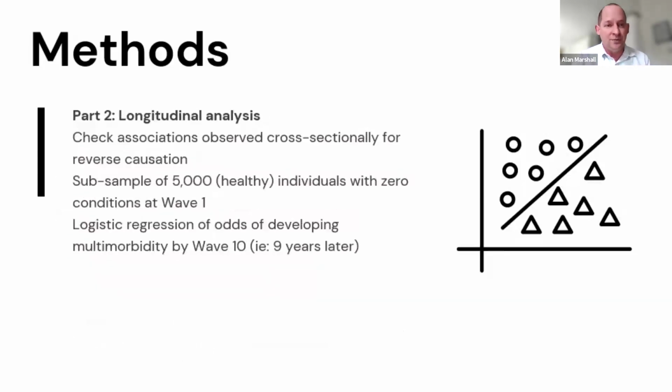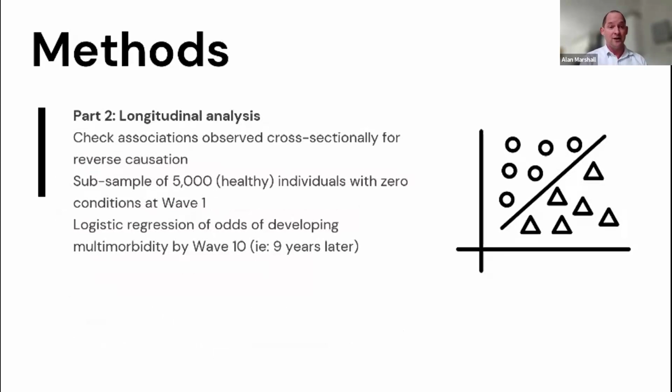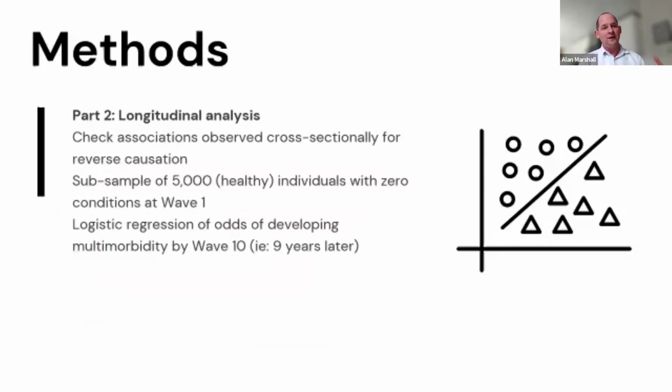We also did some longitudinal analysis, and that's because we were mindful that we wanted to check that our associations that were observed cross-sectionally were robust to reverse causation. So we wanted to check that by selecting a subsample of 5,000 people who were healthy at the start of the study, so in wave 1 of the survey, and we looked at the logistic regression of odds of developing multimorbidity over a 9-year period.